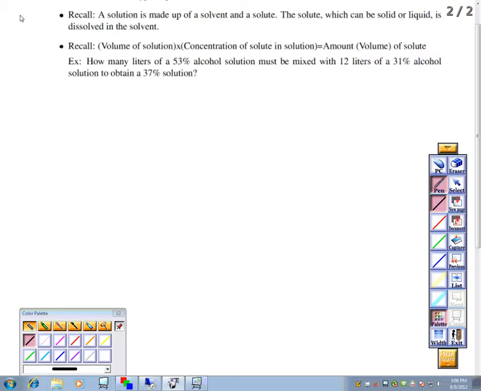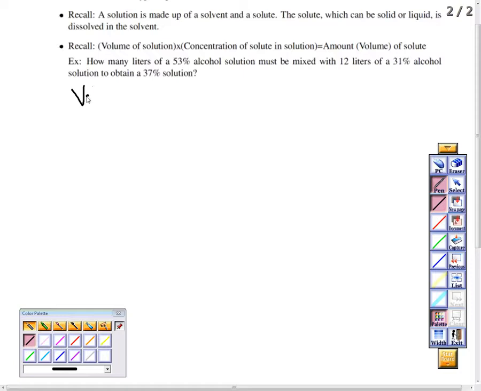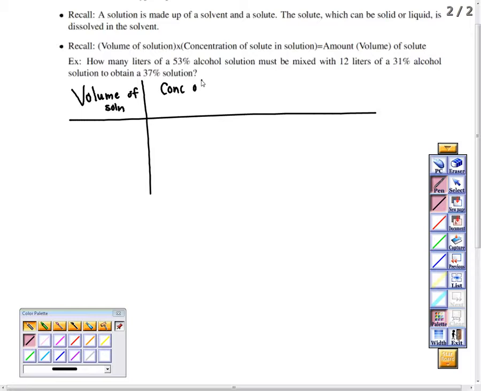So let's do an example. How many liters of a 53% alcohol solution must be mixed with 12 liters of a 31% alcohol solution to obtain a 37% solution? We're going to make a little chart. You can do this without a chart, I'll show you that in a little bit. Volume of the solution times the concentration, in this case of alcohol in our solution, gives the amount of alcohol, which is, again, a volume.